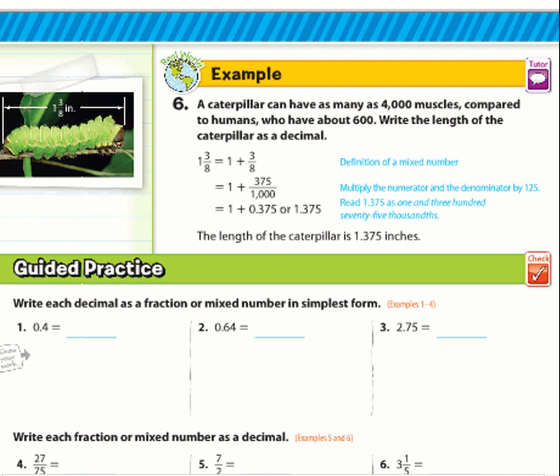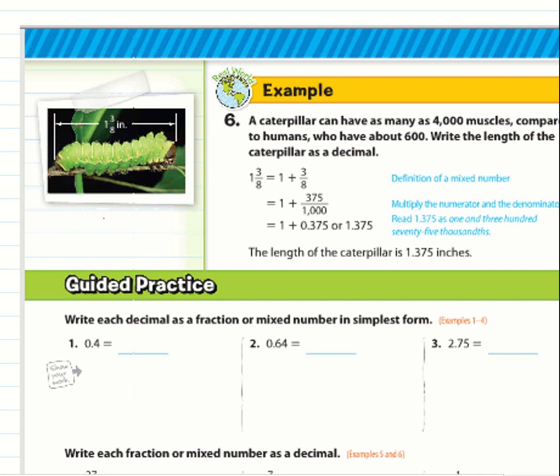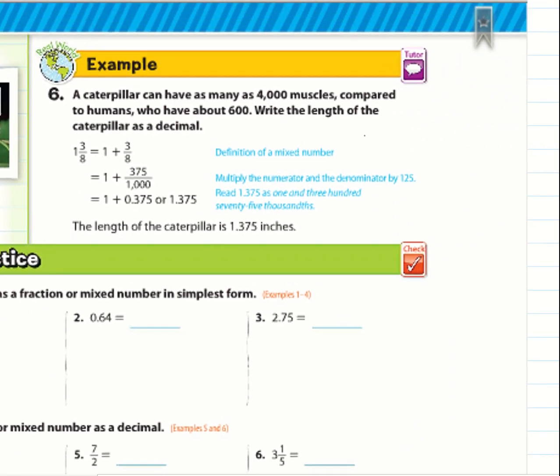Okay, so for number 6, a caterpillar can have as many as 4,000 muscles, compared to humans who have about 600. Write the length of the caterpillar as a decimal. The word problem kind of has nothing to do with what the question's asking, but if we go to the photo here, we have the length of 1 3/8 inches.